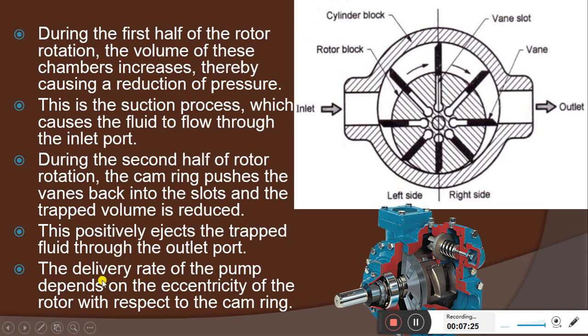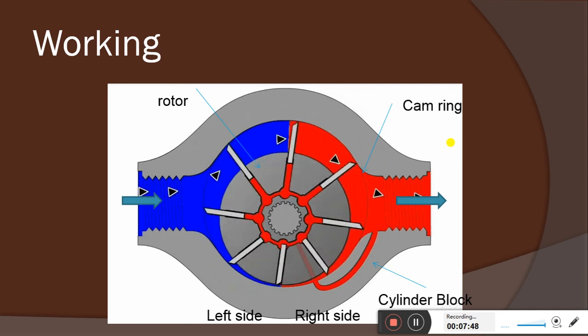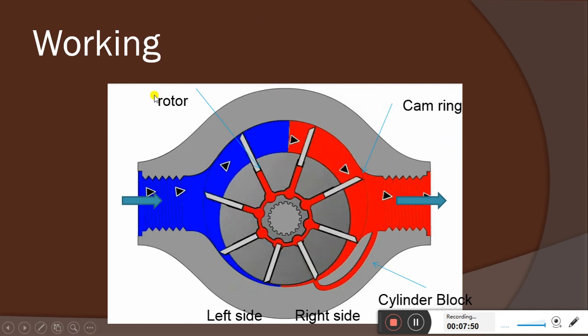The delivery rate of the pump depends on the eccentricity of the rotor with respect to the cam ring. With the eccentricity provided between the rotor and the cam ring, the delivery can be varied, or it can be achieved within a limited range. You can see the working operation here.